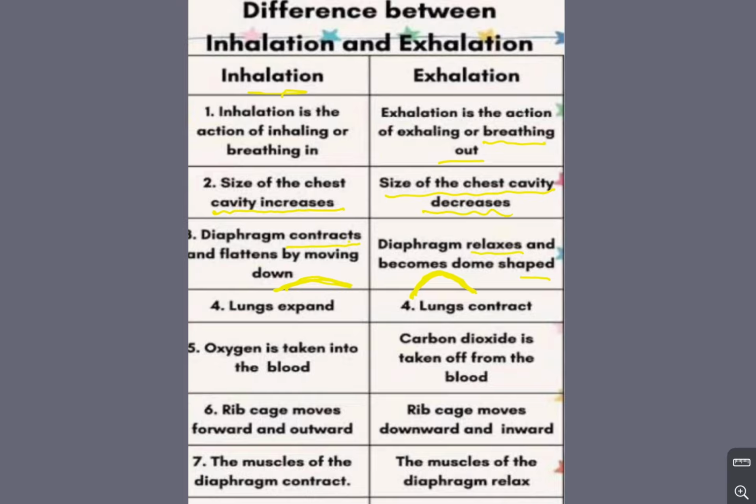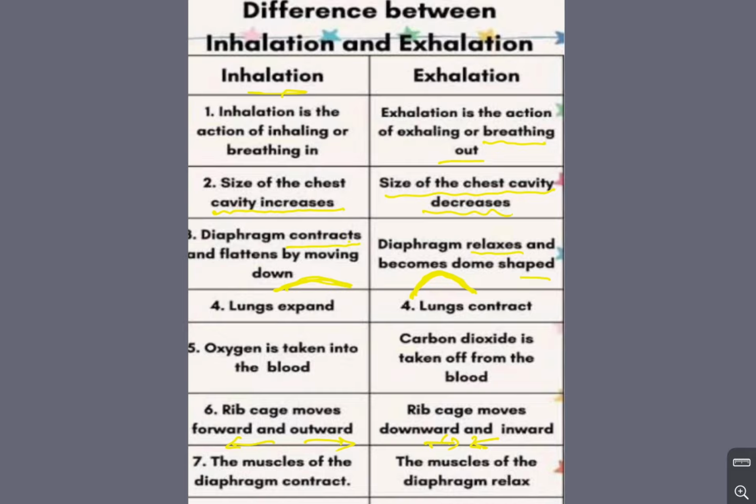Okay, the lungs expand, the lung contracts. In this, the lung expands, the muscle contracts. Okay, remember this is the opposite thing. The lung contracts while the muscle relaxes. Oxygen is taken into the blood while carbon dioxide is taken out from the blood. Rib cage moves forward and outward, while the rib cage moves downward and inward.